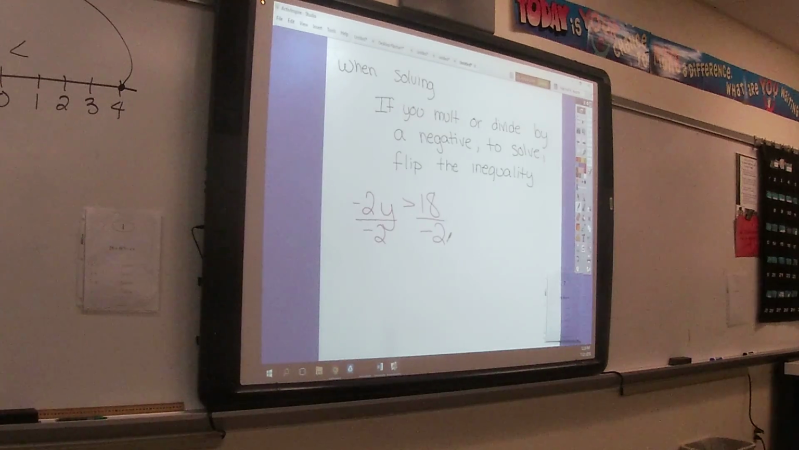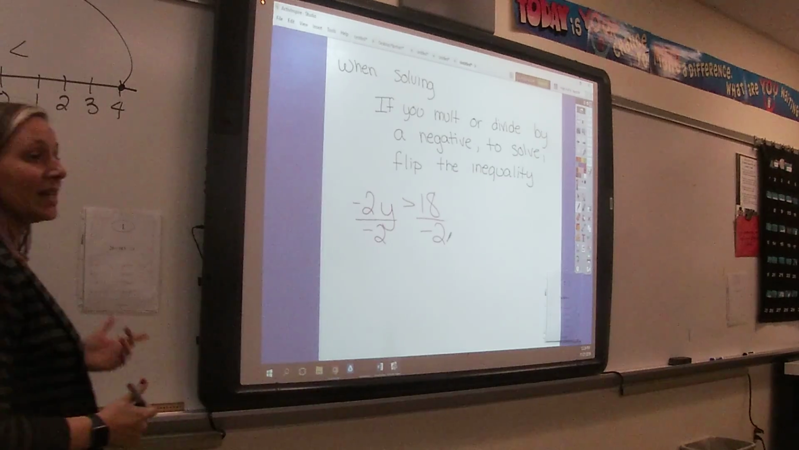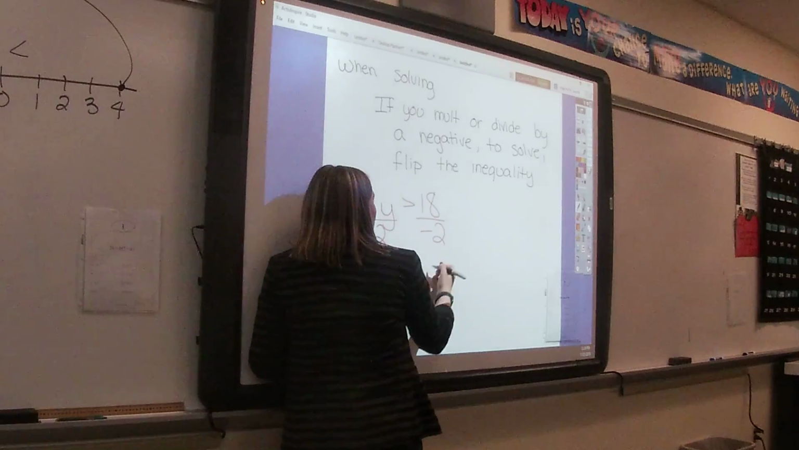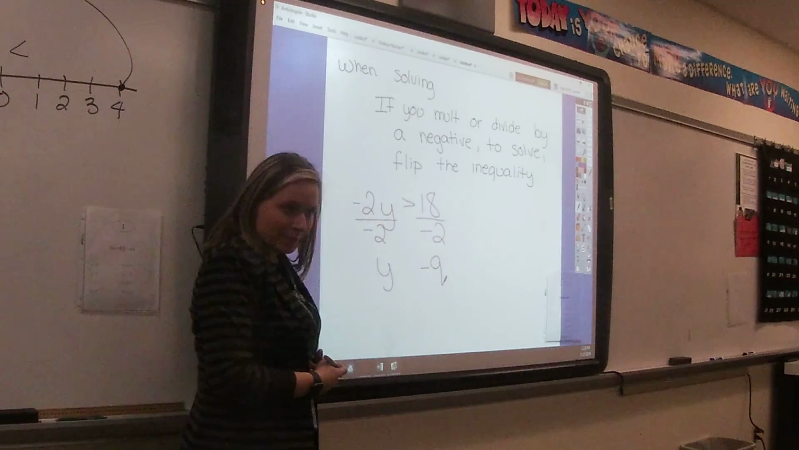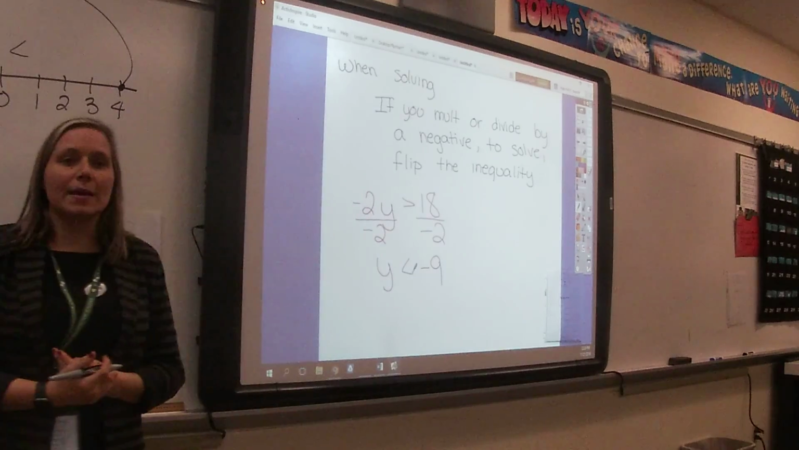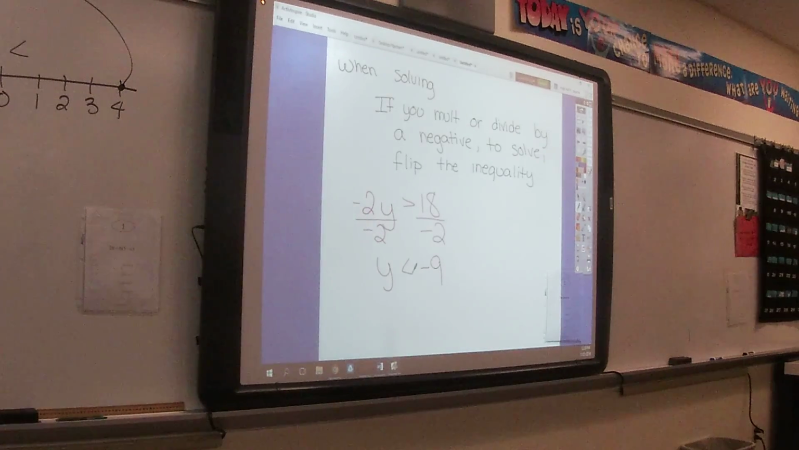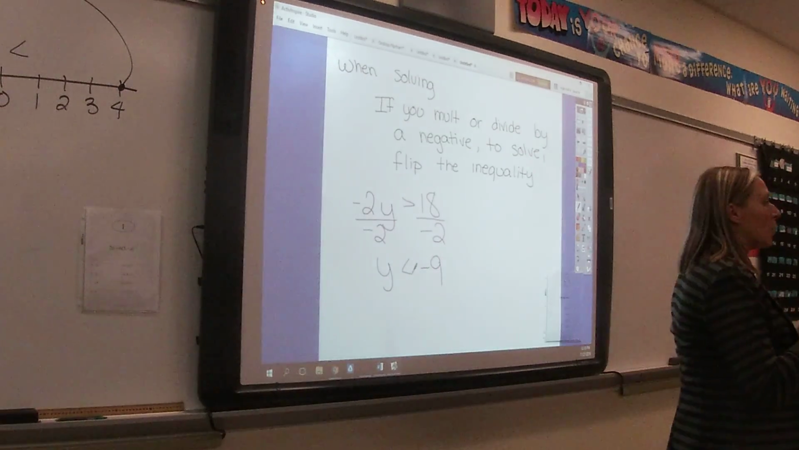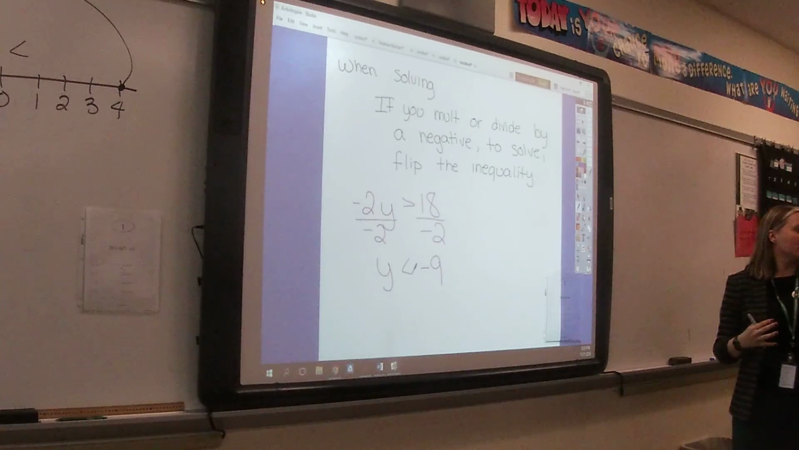Did I multiply or divide by a negative to solve this? Yes. So is that a reason to flip the sign? Yes. So I'm still going to do my math exactly the same, but I also need to flip that inequality sign in the process. So the idea here is hopefully that I have these skills to solve equations, so I don't have to focus my brain power as much on the solving portion. I need to focus my brain power more on when am I going to flip that inequality sign.